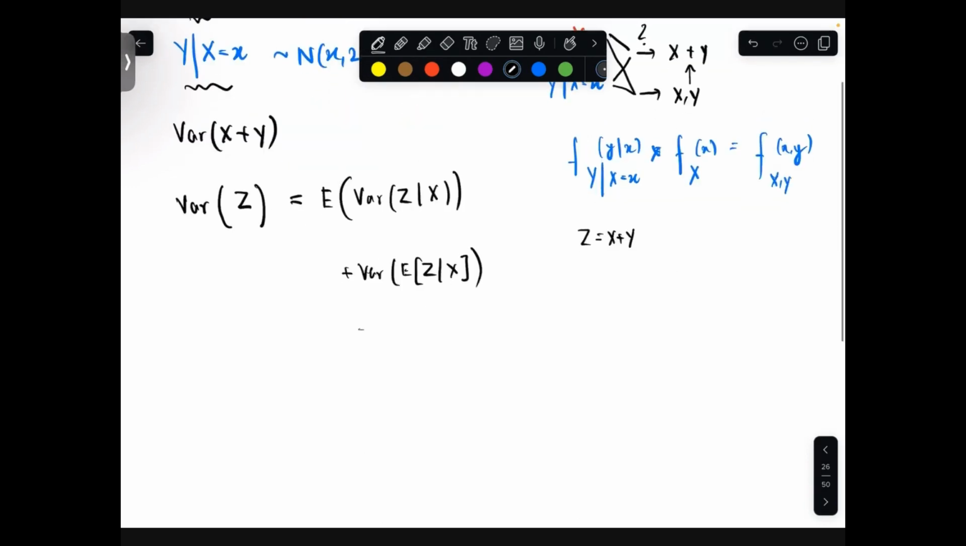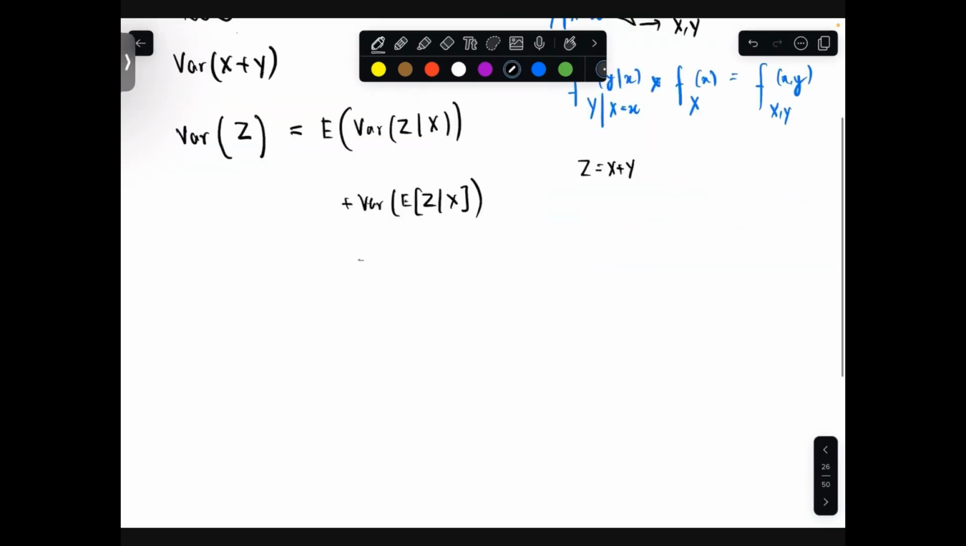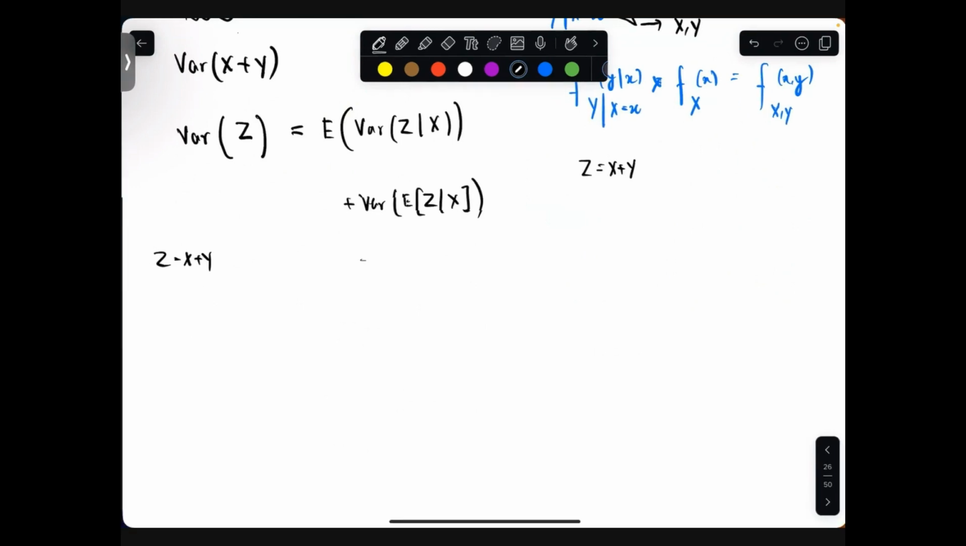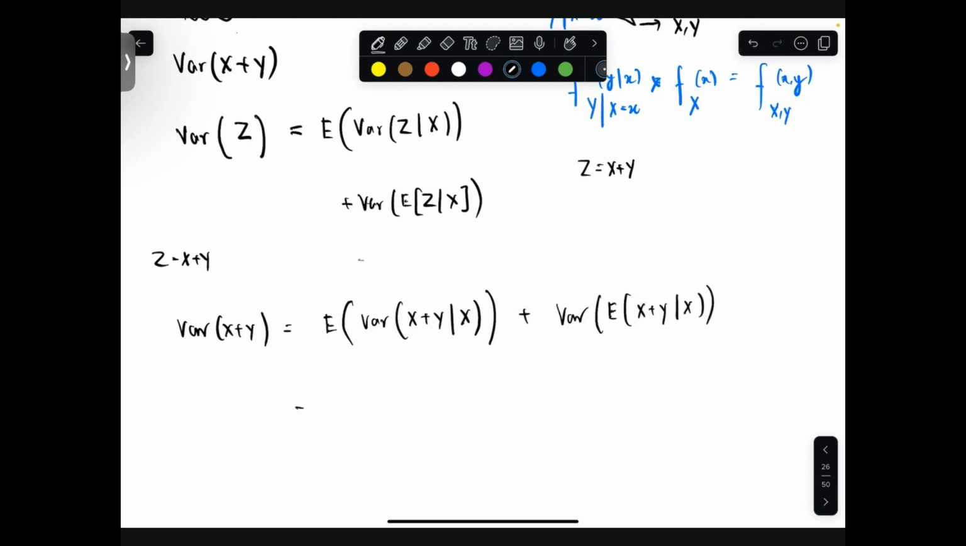Now let's see what Z is here. We assume Z is equal to X plus Y. If you put it here, you will get the variance of X plus Y is equal to the expectation of the variance of X plus Y given X, plus the variance of the expectation of X plus Y given X. Now you know that given X, X is a constant, so you take it out.